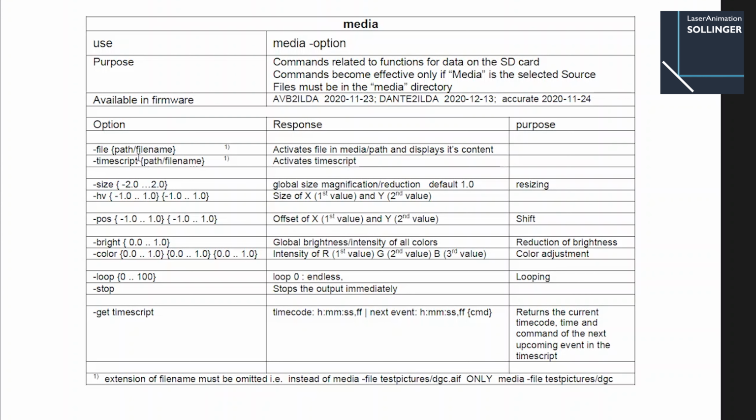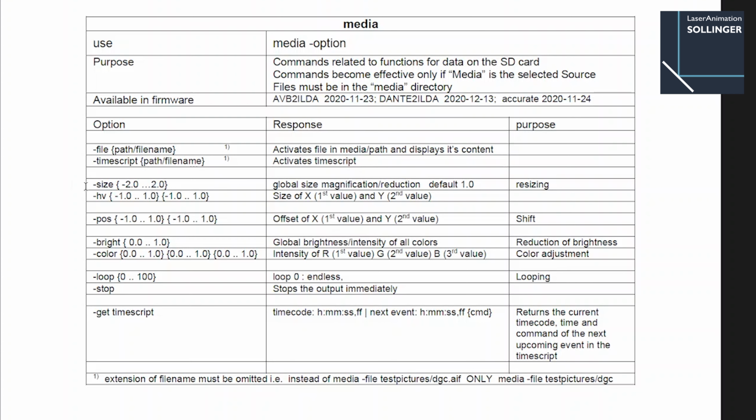So with the coding file being the path and the file name, that's basically where your content is. And so if you select that, it will activate this file and display its content. You have also the option timescript with the path file name. This can be very interesting, as you can have one timescript which at a time will activate a different timescript file. So this is also something which can be very useful.